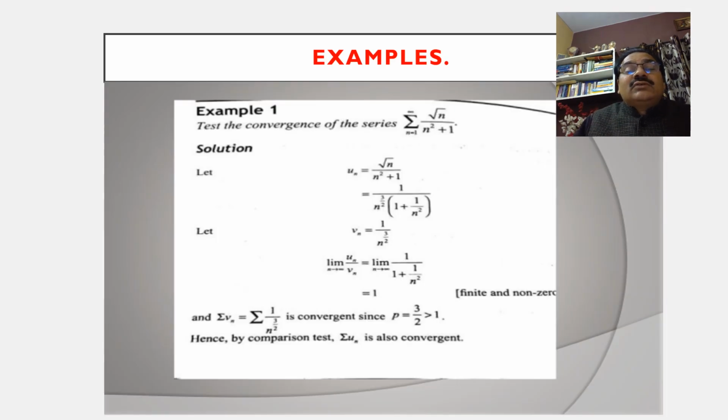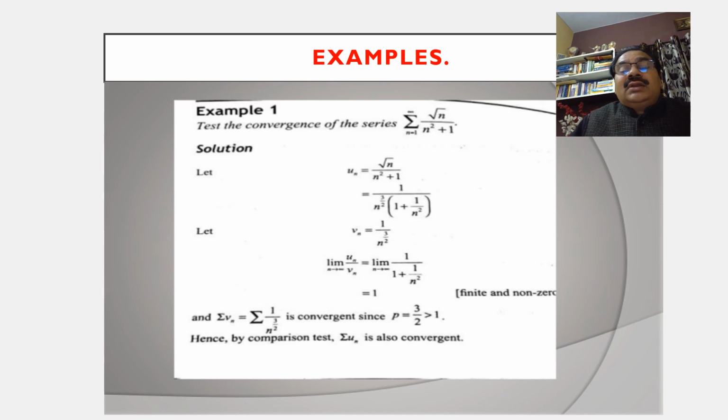Now, just to look at one example, to test the convergence of the series with nth term under root n divided by n square plus 1. This is very easy for you, and you can prove this very easily. First of all, Un is under root n divided by n square plus 1. Here you can see this is n power 3 by 2. You can take n square common from here, n square times 1 plus 1 by n square, and under root n is here. Then after cancellation of n power half, you will get n power 3 by 2. So Vn is 1 by n power 3 by 2.